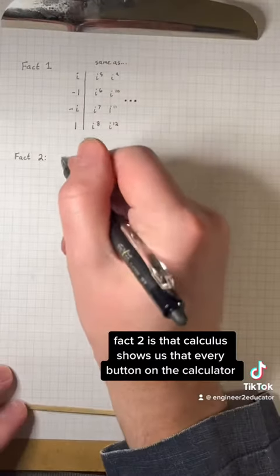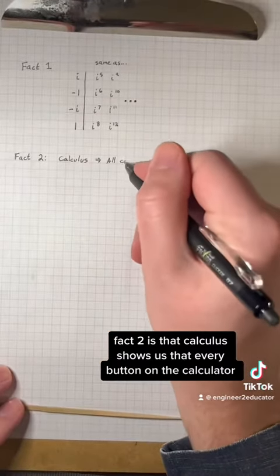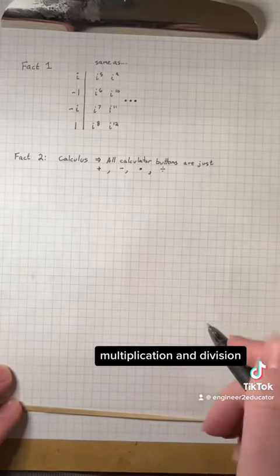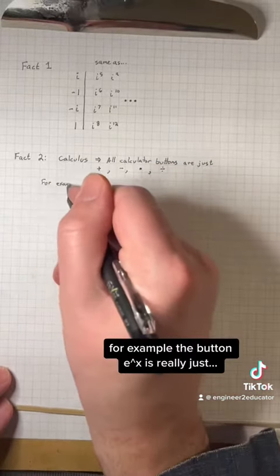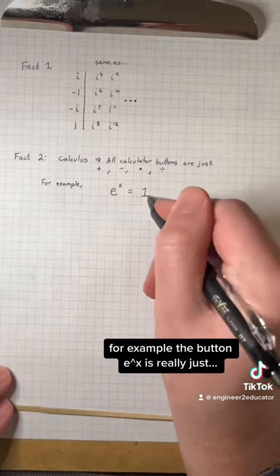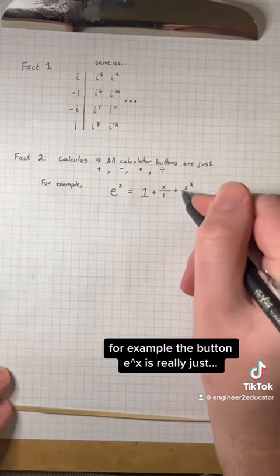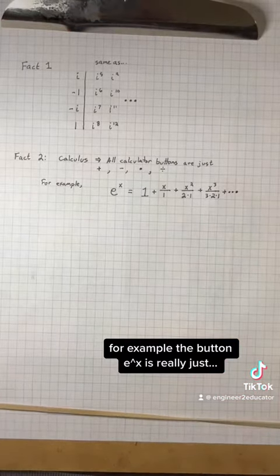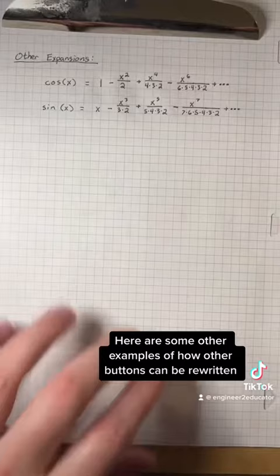Fact 2 is that calculus shows us that every button on the calculator is really just 4 other buttons in disguise: addition, subtraction, multiplication, and division. For example, the button e to the x is really just 1 plus x divided by 1 plus x squared divided by 2 times 1 plus x cubed divided by 3 times 2 times 1, and so on. Here are some other examples of how other buttons can be rewritten.